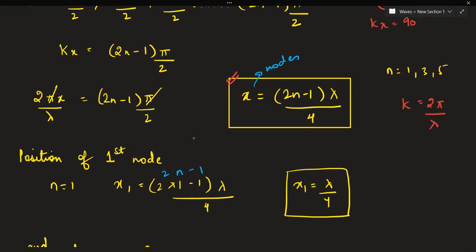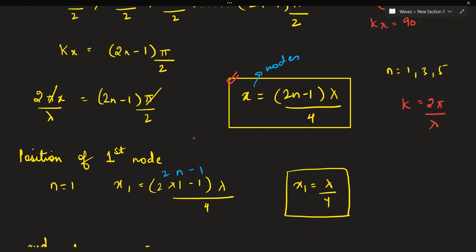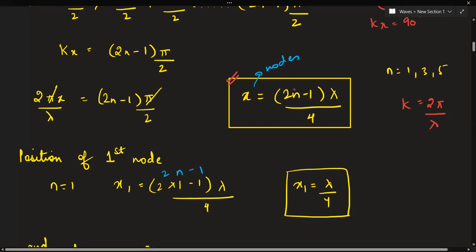So if you have to calculate for the first node, where is the first node located? What is the position of the first node? Just put n is equal to 1. That means this will be 2 into 1 minus 1, that is 1 only. This means lambda by 4. If I have this wave with me, this whole is 1 lambda, the whole wavelength. So if I divide it into 4 parts, lambda by 4 means this part only. This is the position of my first node. This is just an example.